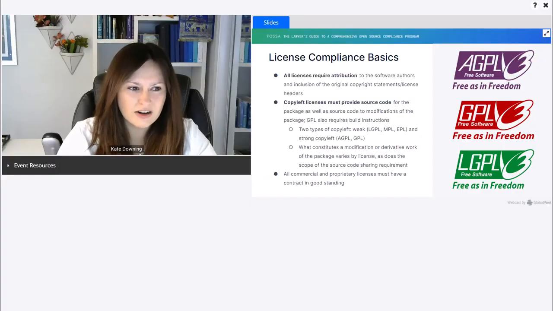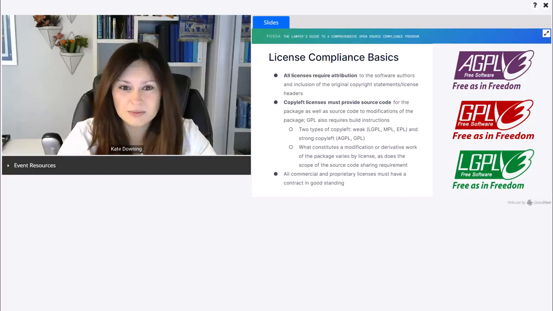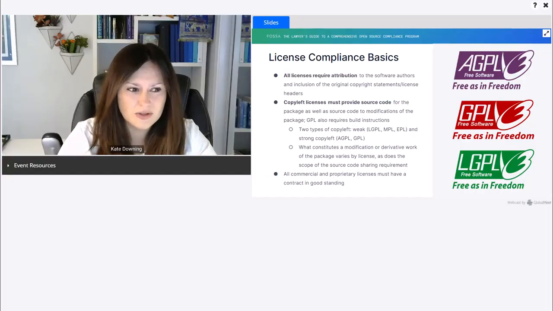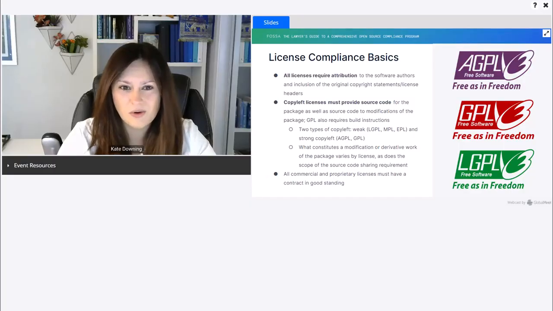So let's start from the very beginning about why we talk about open source compliance at all, why we talk about having a program. Almost all software out there uses open source to some extent, some more, some less.